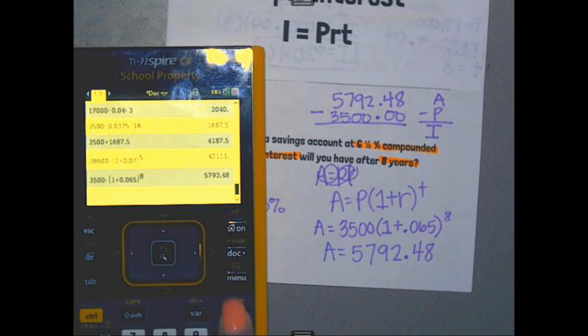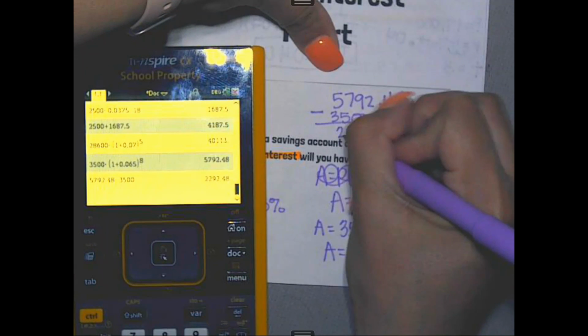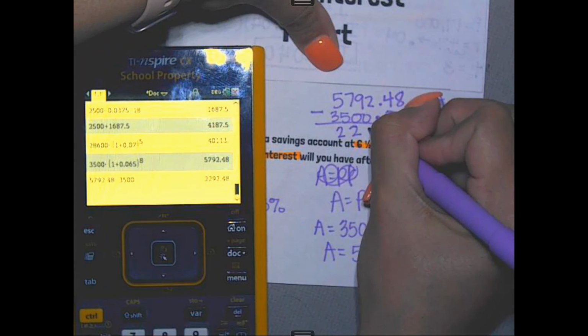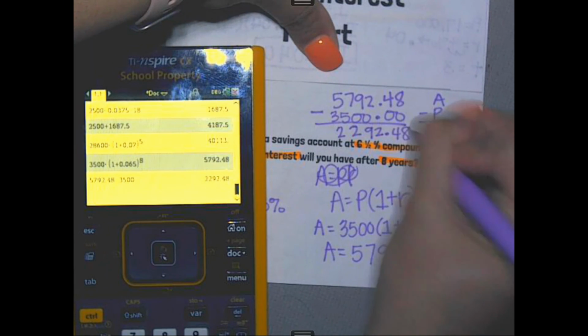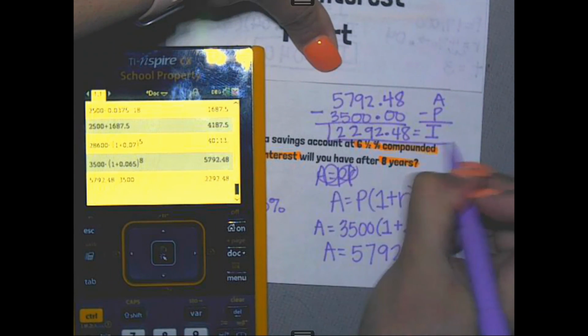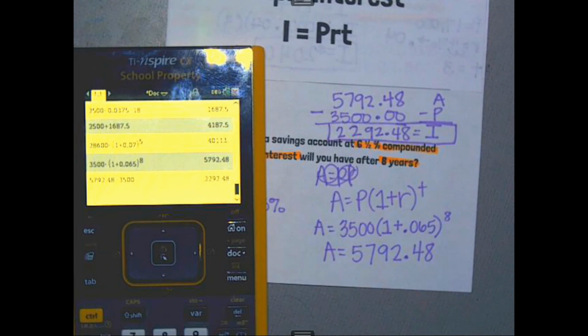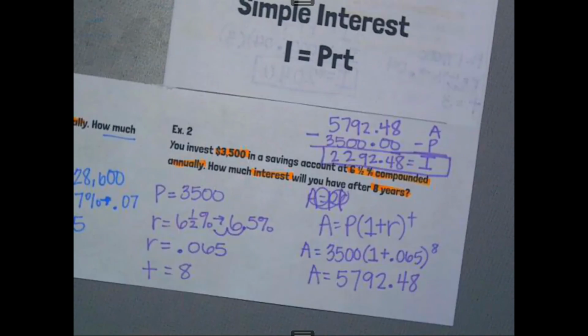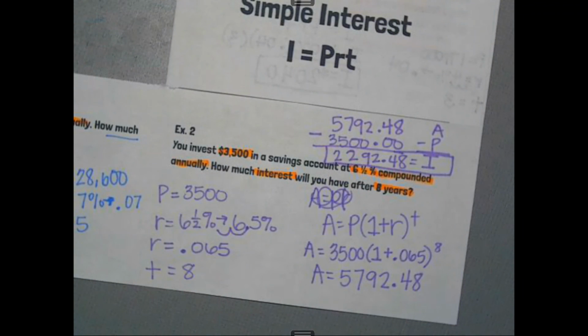So I'm going to do 5792.48 minus 3,500, and my interest is $2,292.48. So that is how much interest we earned in the savings account after 8 years. If you have any questions, feel free to email me.